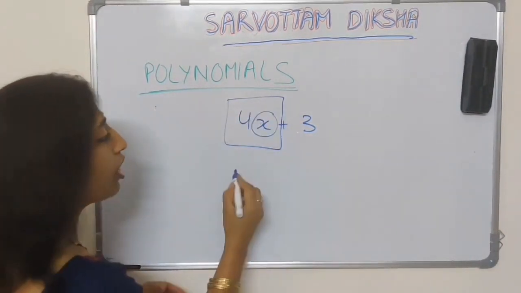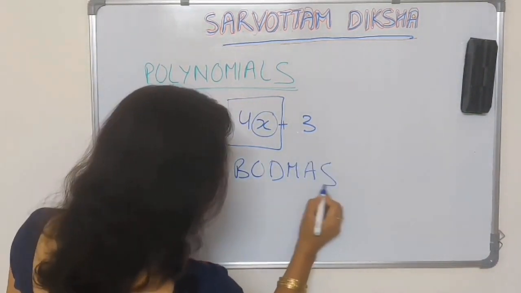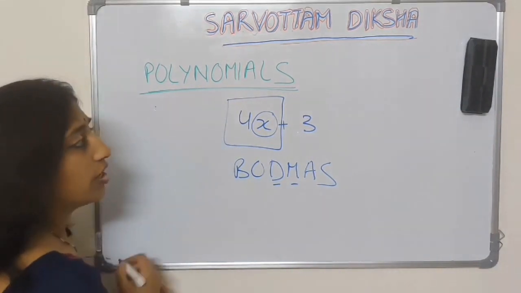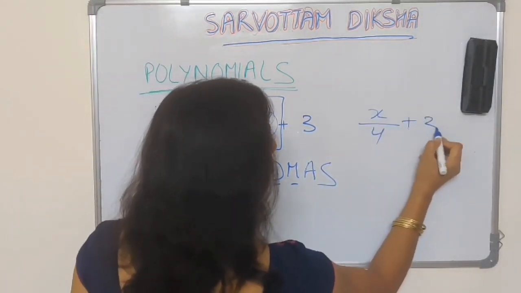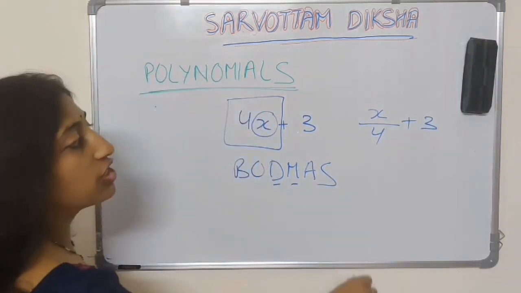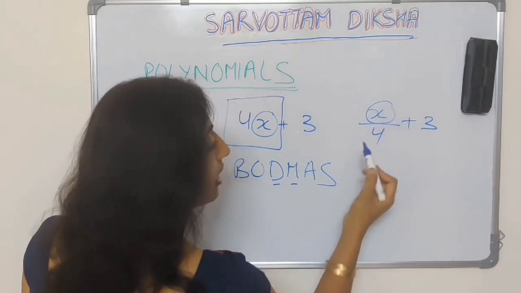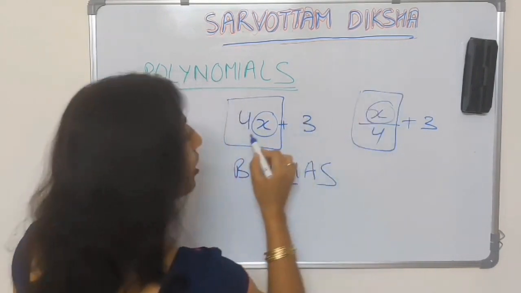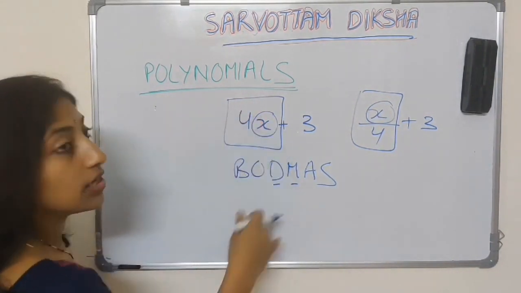In my board maths also, we apply division first and then multiplication. So even if I have x by 4 plus 3, the first thing which will get impacted because of change in value of x is x by 4. Here 4x. So we have named them as the same term.